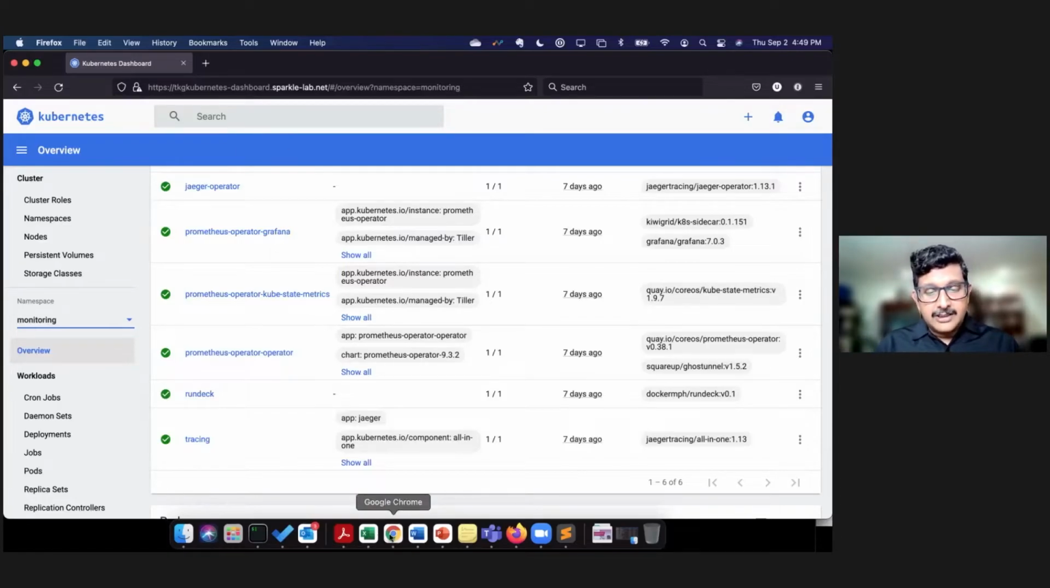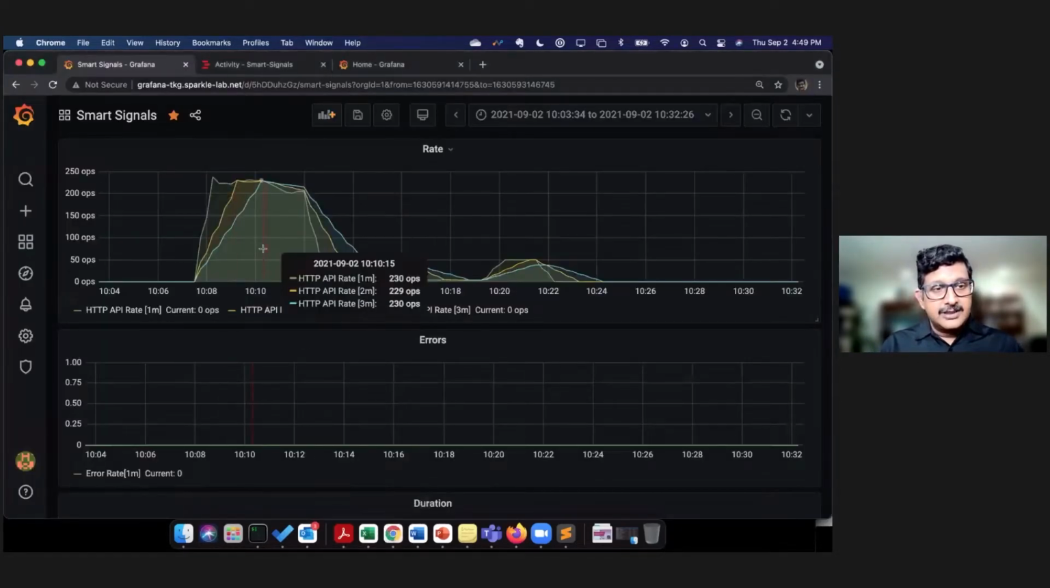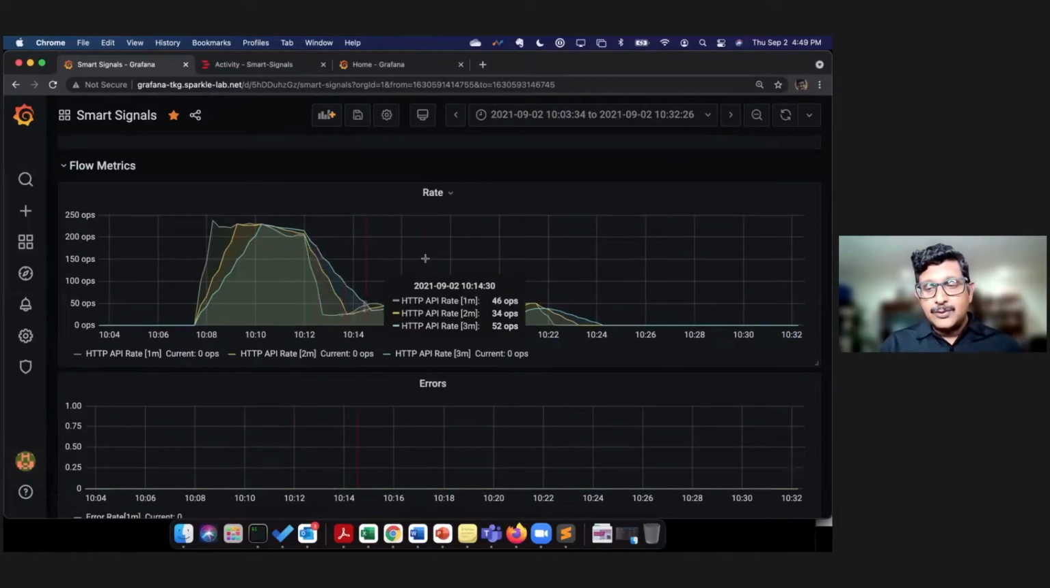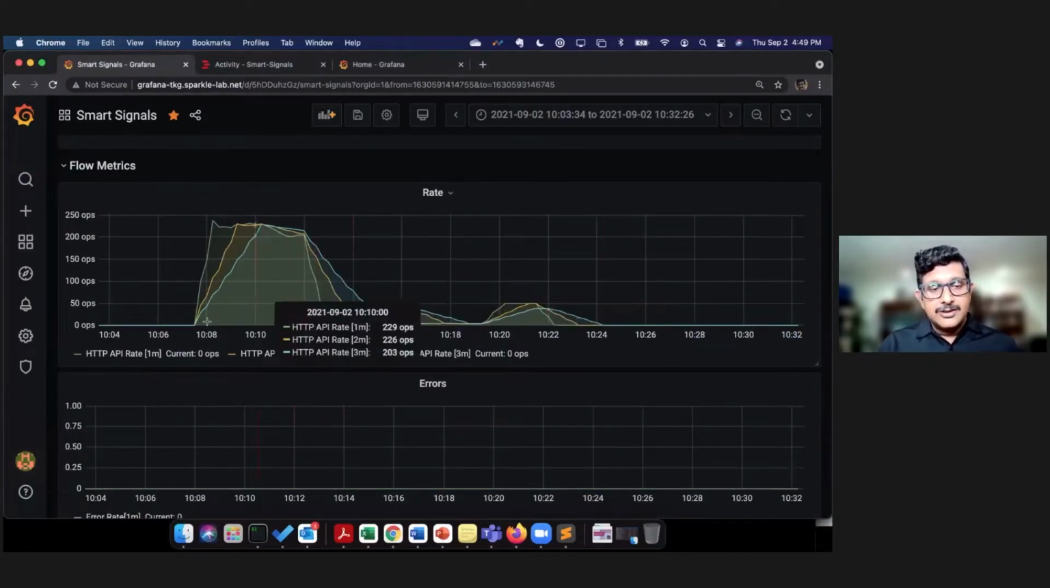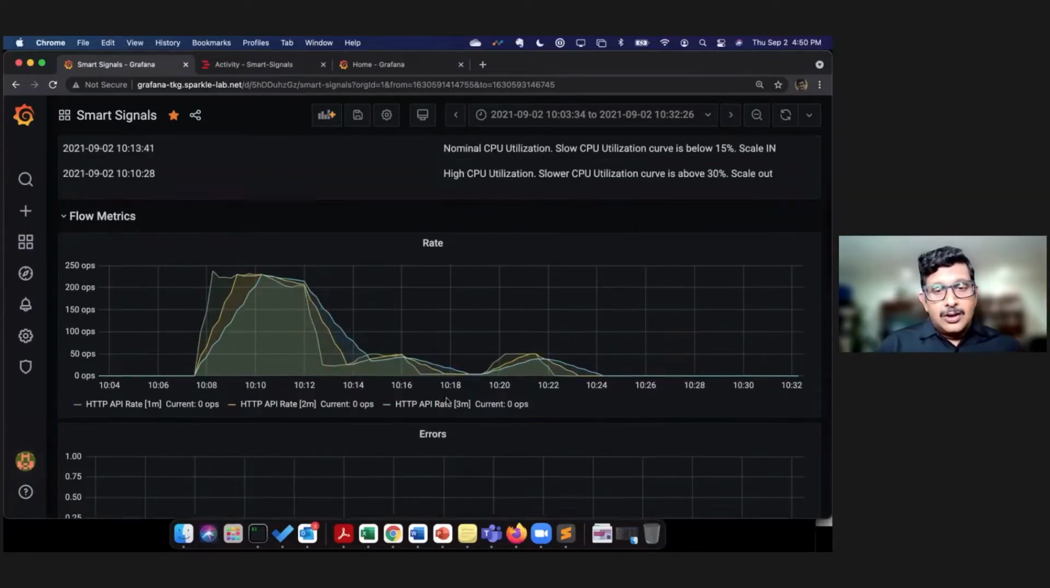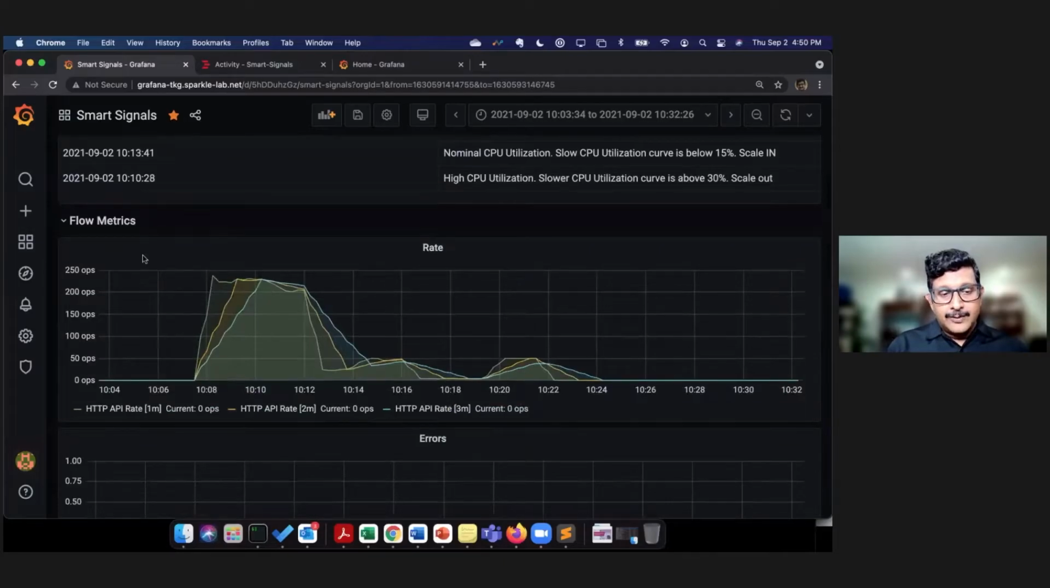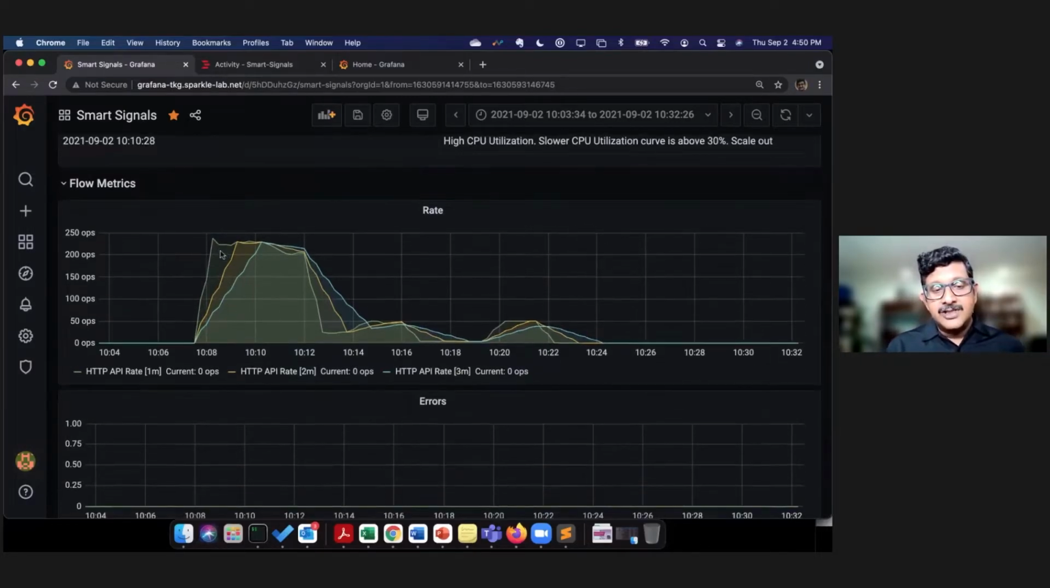So now let me take you to the Prometheus Grafana dashboard. Here is a sample run we did earlier. As you can see, there are multiple things going on here. We have flow metrics. Here we are capturing the request rate, and there are 3 graph lines here, a rolling average of 1 minute, 2 minute and 3 minute. These rolling averages give us the derivation of what signals to monitor for.